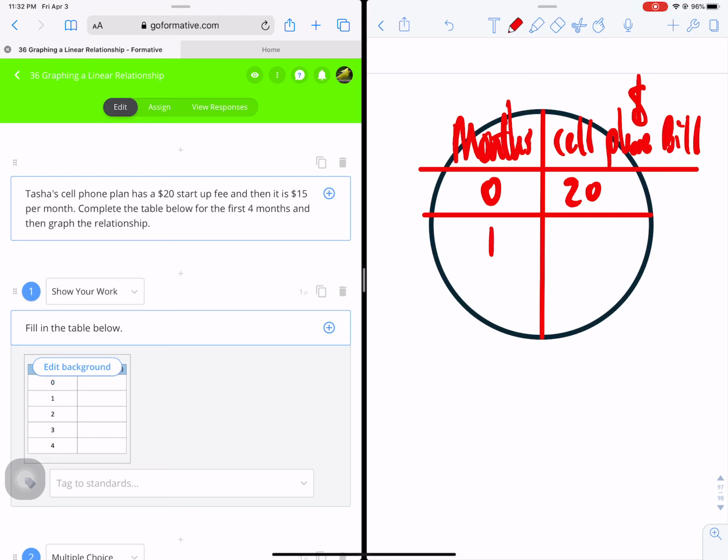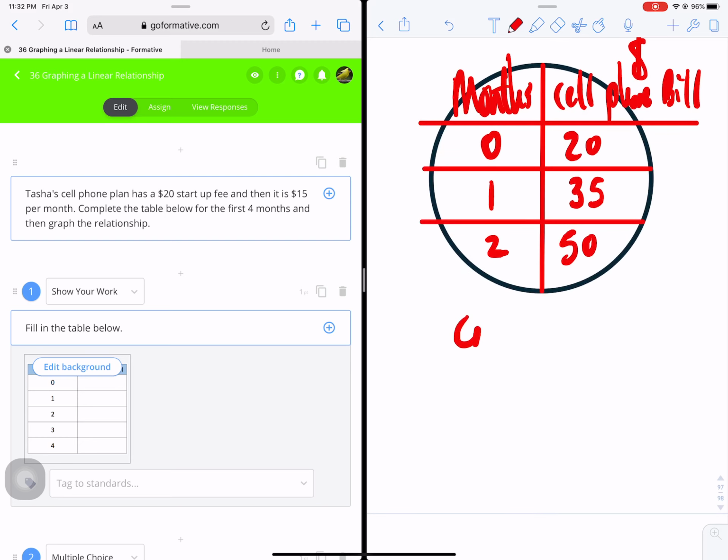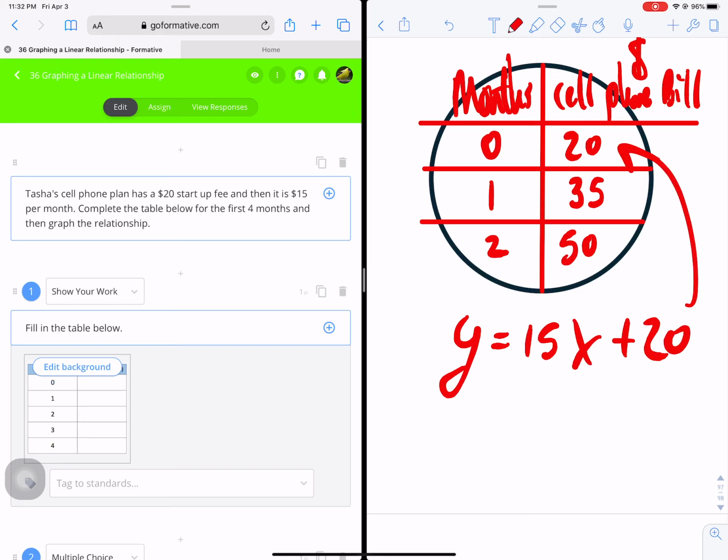Okay, but after the next month, isn't it $15 more now per month? And then after the second month, isn't it $15 more now? And so on and so on. So we can graph this relationship because y equals 15x plus 20. How did I get that? The 20 is the startup. Where did 15 come from? 15 is what it grows by. So this is my slope, or this is my increase, and this is my starting place.